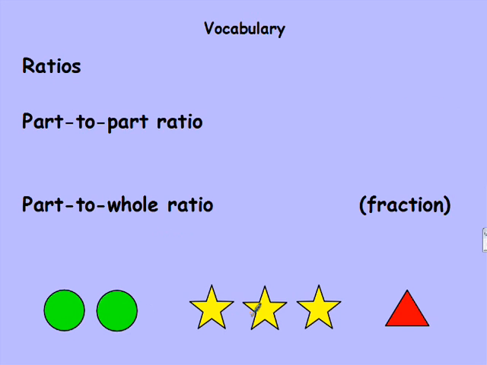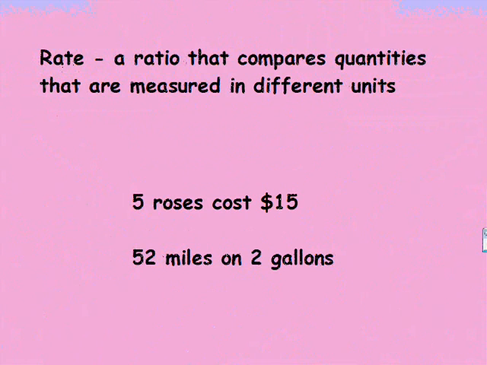We also have to distinguish between part-to-part ratios and part-to-whole ratios. So if we were comparing the number of stars to triangles, it'd be 3 to 1. But if we were comparing the number of triangles to all shapes, it would be 1 to 6. And when we're doing part-to-whole, that's a fraction.